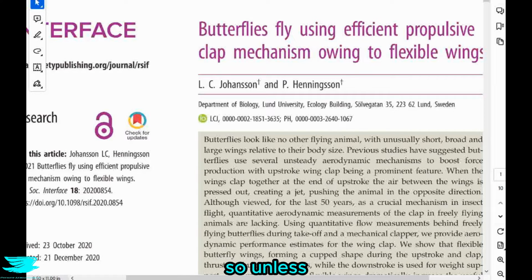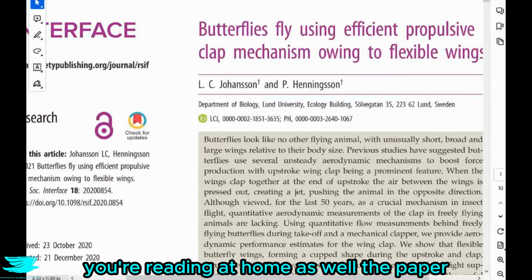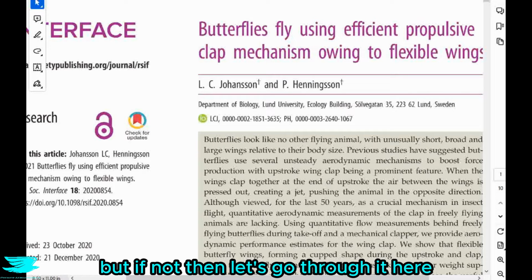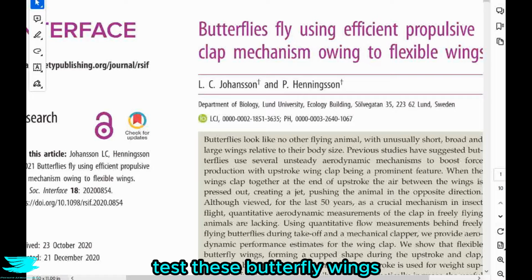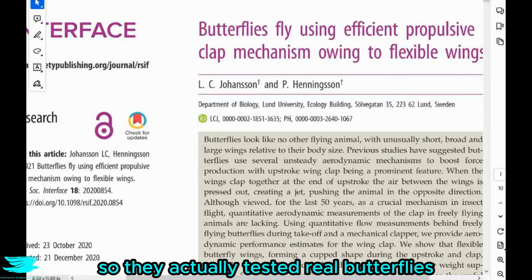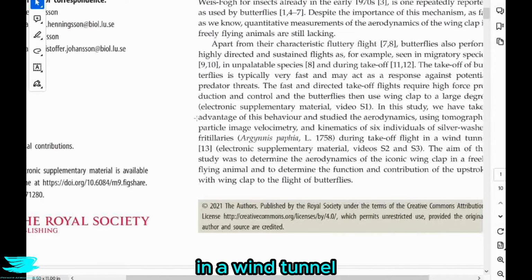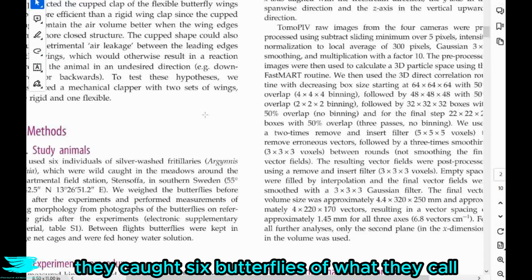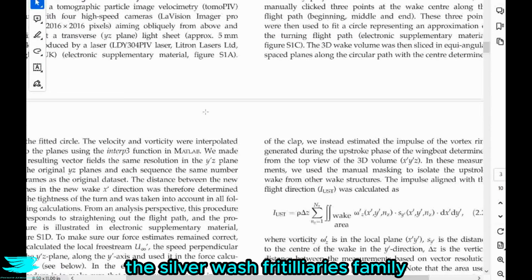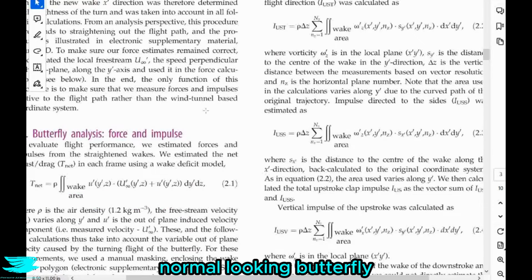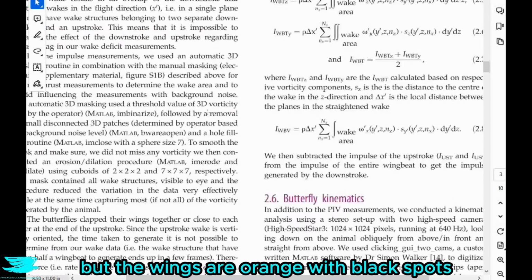So unless you're reading the paper at home as well, then you can still skip ahead. But if not, then let's go through it here. So how did these researchers test these butterfly wings? They actually tested real butterflies in a wind tunnel. They caught 6 butterflies of what they call the silver wash fritillary family, which is pretty much a normal looking butterfly, but the wings are orange with black spots.